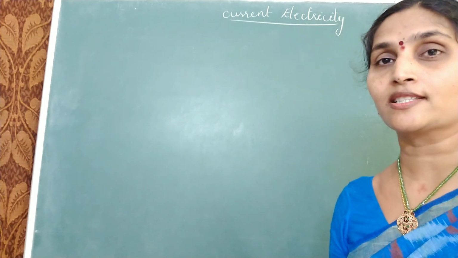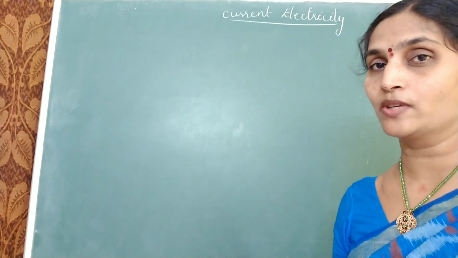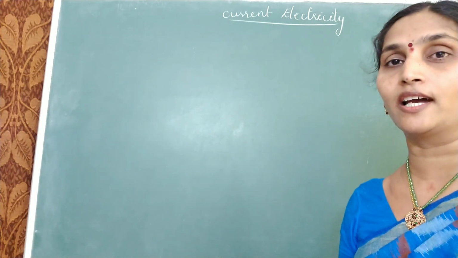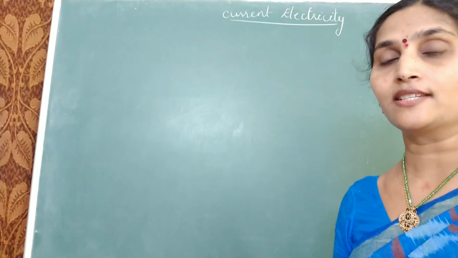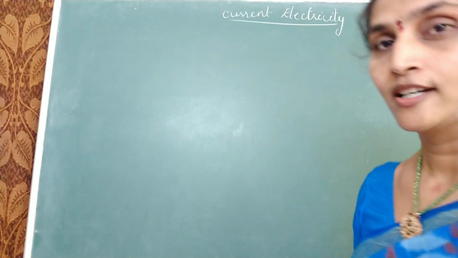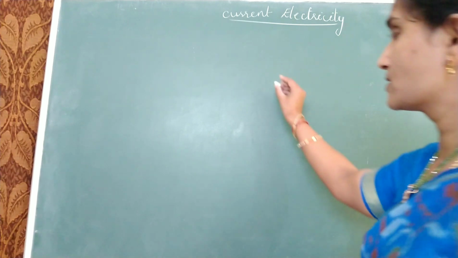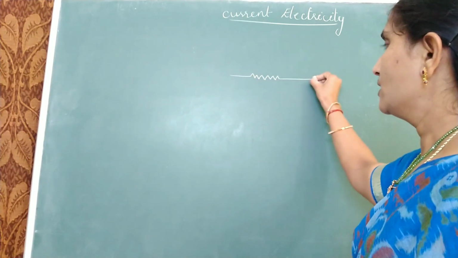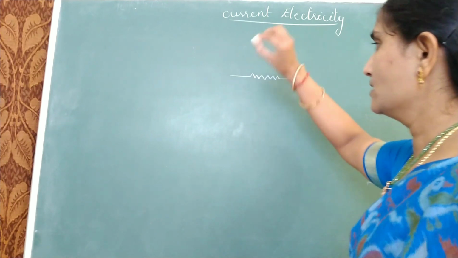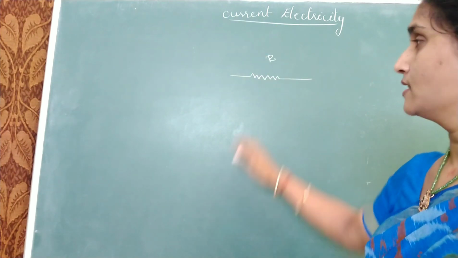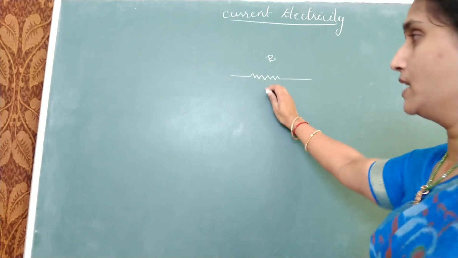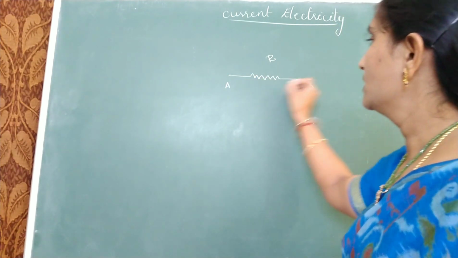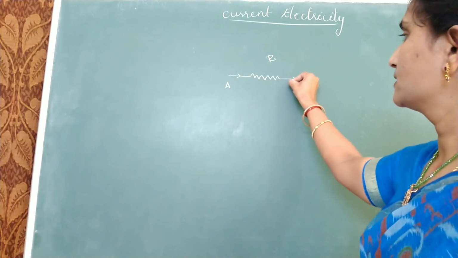So to have a basic understanding of electrical circuits, today we'll start with two important definitions, that is electrical energy and power. To understand electrical energy and power, I will take an example of a resistor. It can be any device. I am taking it as a resistor. So consider a resistance whose resistance is capital R. A current I is passing from A to B.